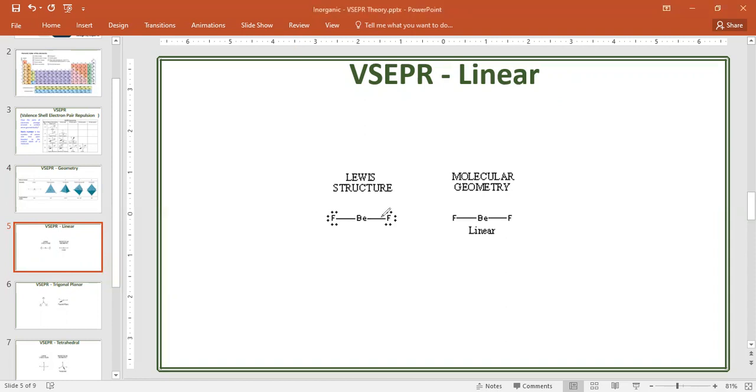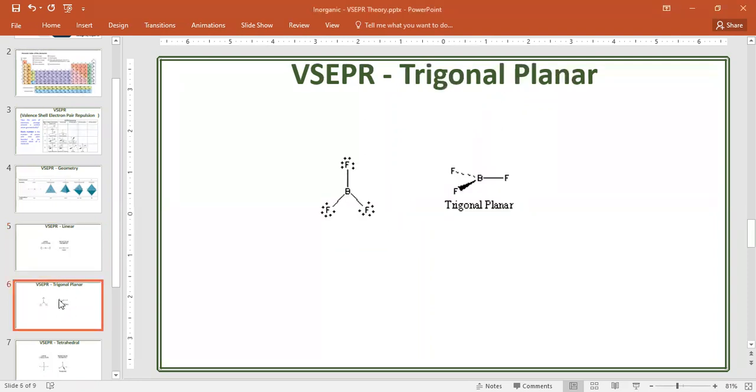So this is one Be-F bond and this is another Be-F bond. This is one bond, this is another bond. So between these two it is 180 degree, that is the reason it is linear. And next, an example for the trigonal planar.